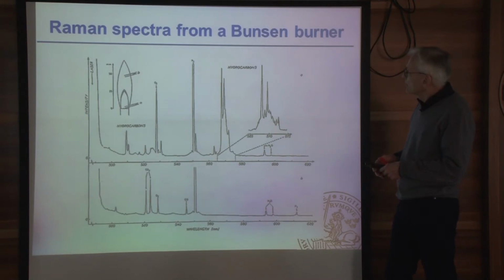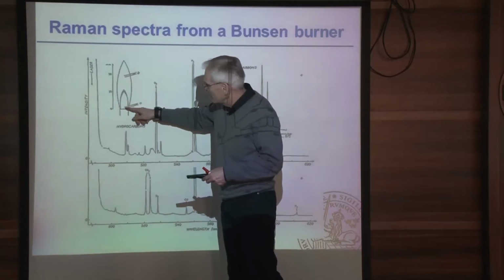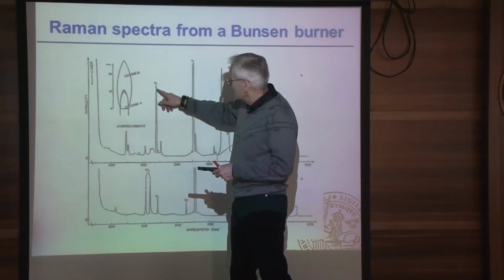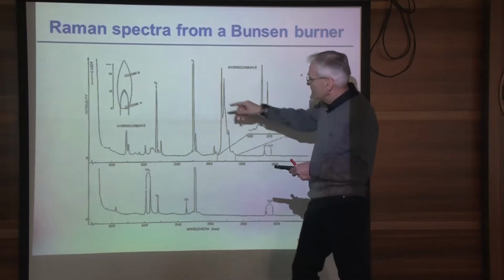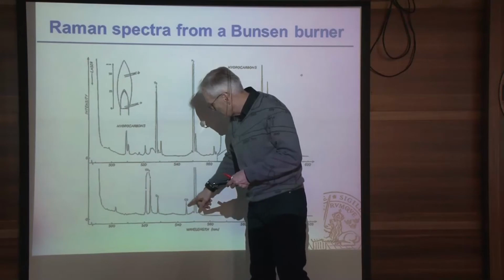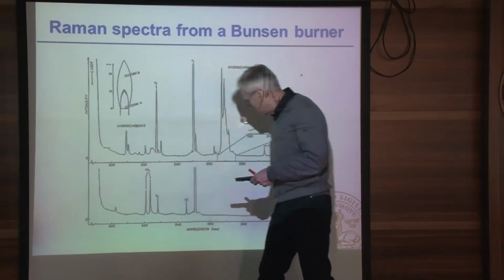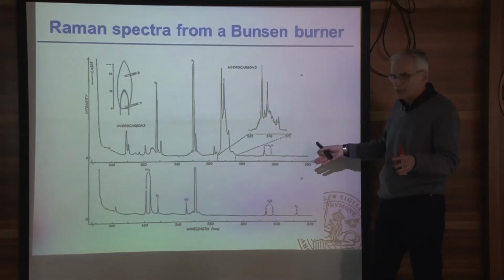We looked at spectra from a Bunsen burner. Here was just above the burner, we see a lot of hydrocarbons, oxygen, nitrogen, water, and then above the flame we got the CO2, CO, the oxygen decreased, and we got even hydrogen. And here we know exactly where to look.